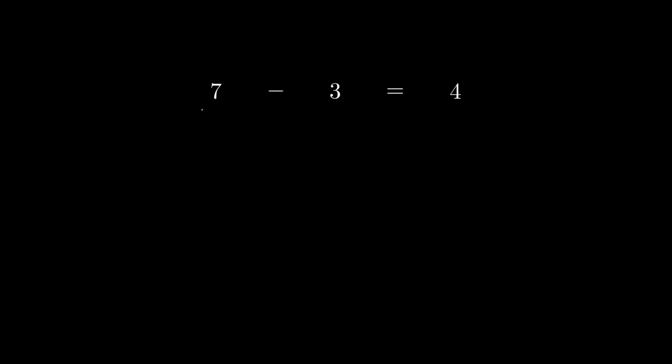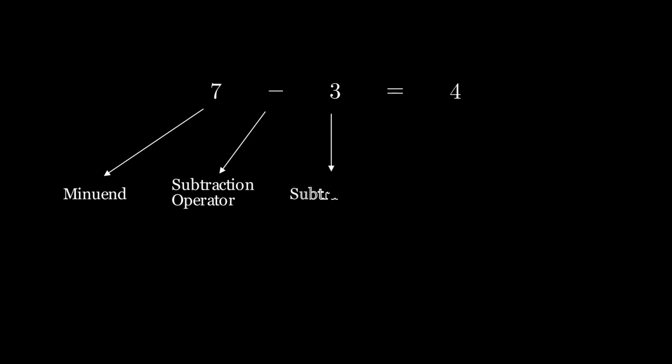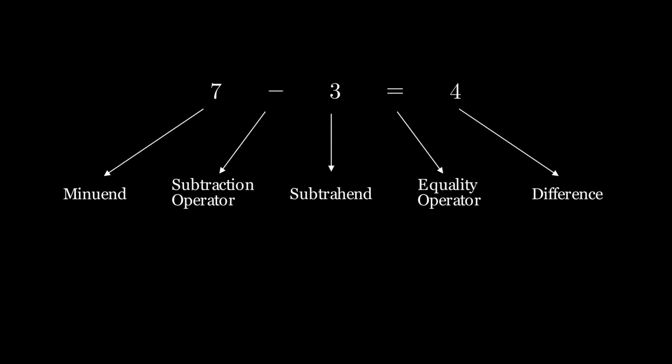Each part of this operation has a name. The first number is the minuend. The minus sign is the subtraction operator. The second number is the subtrahend. The equal sign shows equality. And the result is the difference.